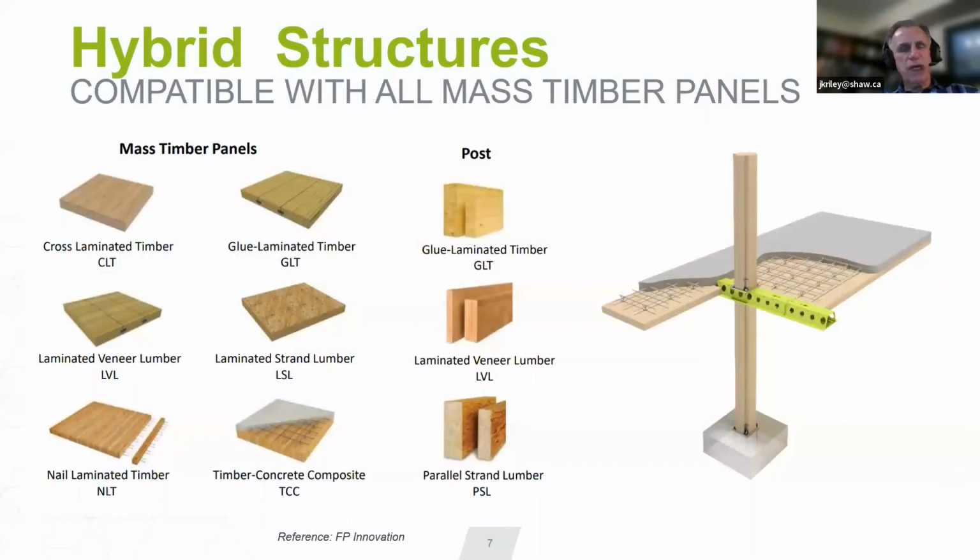So hybrid structures, basically any deck type is acceptable. CLT, DLT, NLT can all be used and supported by any type of column. We show wood here, could be wide flange, could be HSS, could be composite columns. What we're going to be focusing predominantly on, though, is TCC, timber concrete composite.